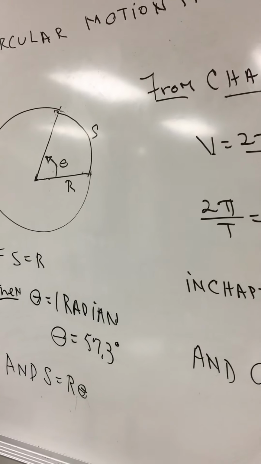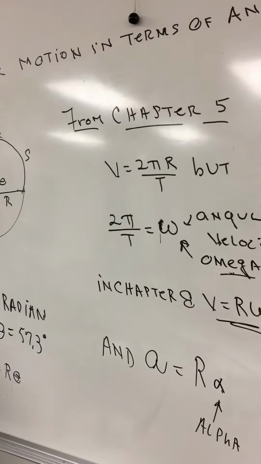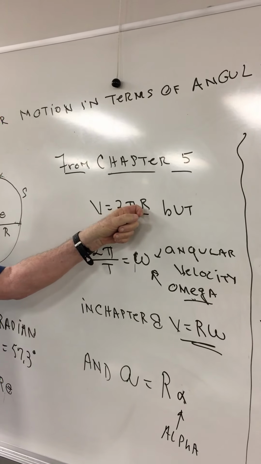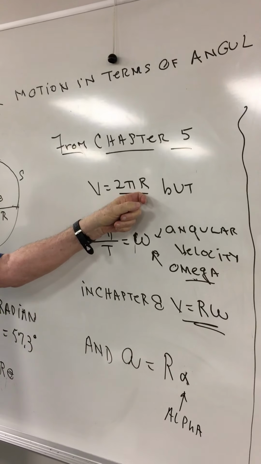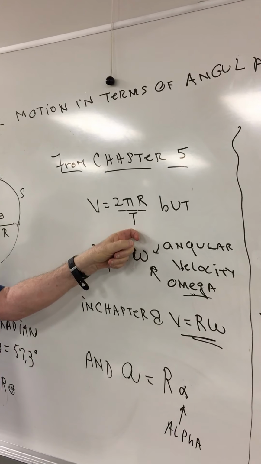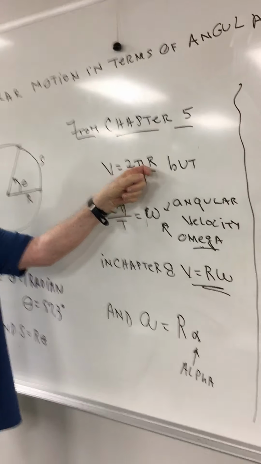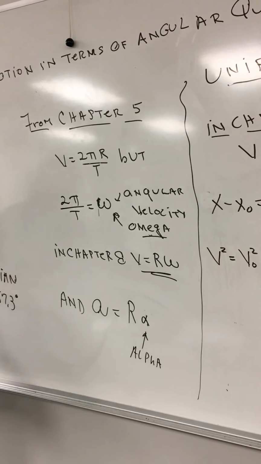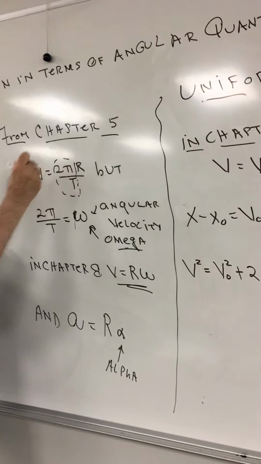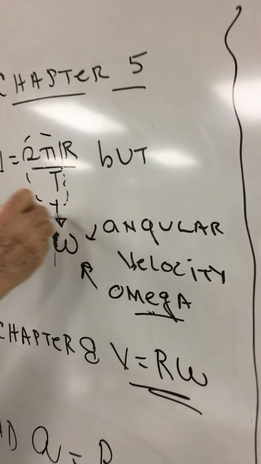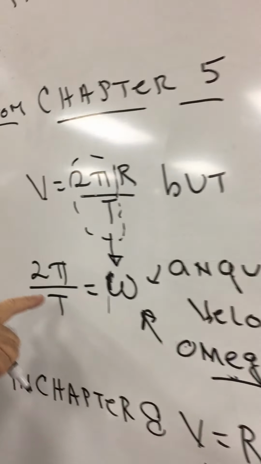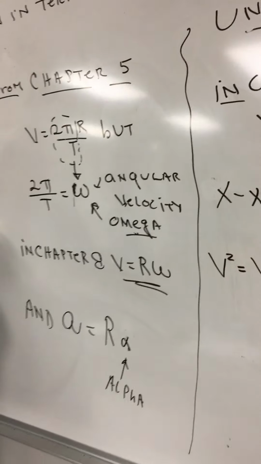Now, if we go back to Chapter 5, you might remember this formula. For an object going in a circle, once around the circle is 2 pi r. That's the circumference of the circle, 2 pi r. The time going around once is called the period. So you have to remember from Chapter 5 that particular formula. Well, right here, this 2 pi divided by T, now in Chapter 8, we're going to be calling that omega. Omega is the angular velocity. And the angular velocity is equal to 2 pi divided by T.